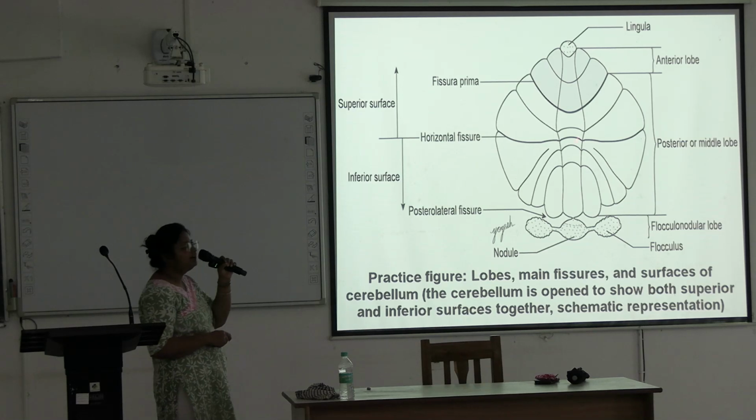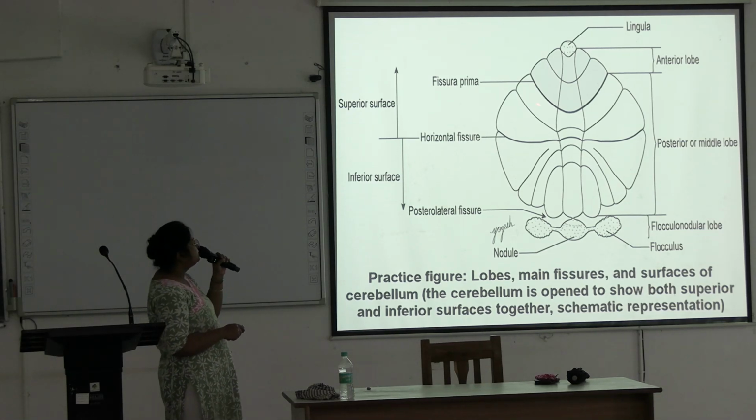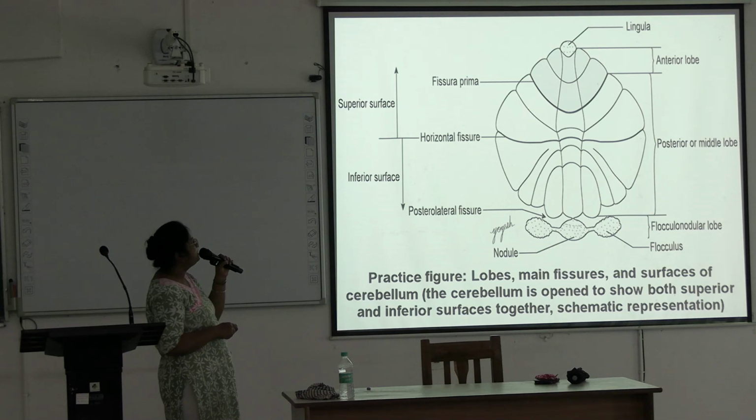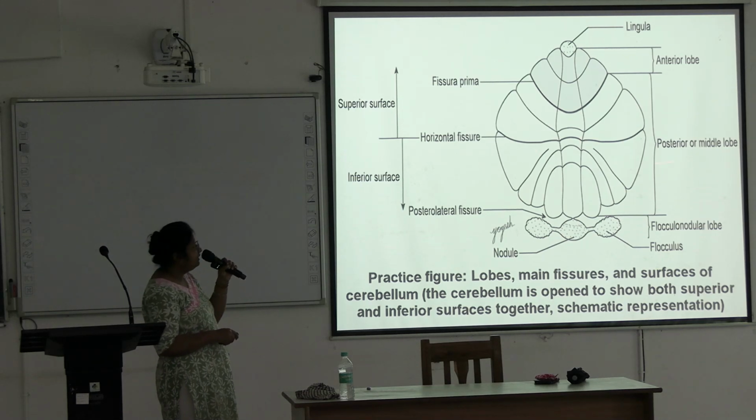See here, this is schematic diagram of the cerebellum. This is fissura prima. This is horizontal fissure and this is posterolateral fissure. So anterior to this fissura prima, this part is included in the anterior lobe. Posterior to the fissura prima and anterior to this posterolateral fissure, whole of this part forms the posterior lobe or middle lobe, and posterior to this posterolateral fissure, this nodule in the midline and this flocculus connected via these stems are together forming the flocculonodular lobe.